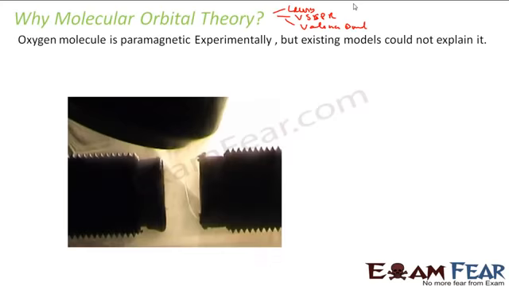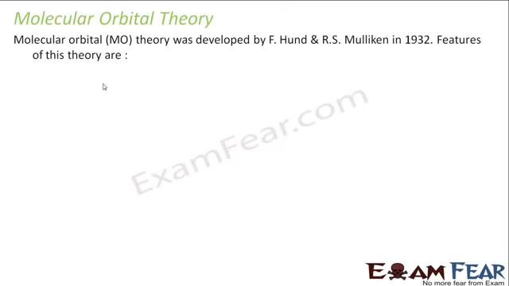If you take oxygen in the lab and see experimentally, oxygen is paramagnetic. Liquid oxygen gets attracted towards a magnet. Experimentally, this is true, but with the existing models we could not explain why it is paramagnetic. Also, H2 exists but He2 doesn't exist. We don't have answers for these, or for the chemical properties of molecules. For these we need molecular orbital theory. So to answer these questions, we'll study molecular orbital theory.